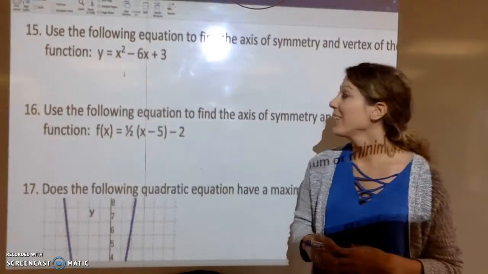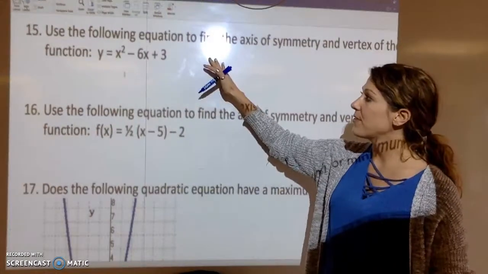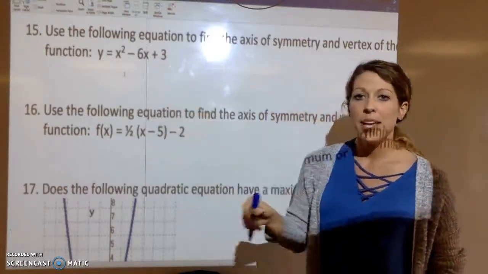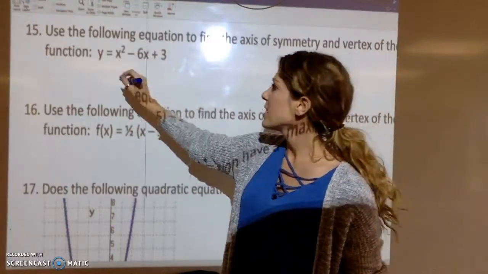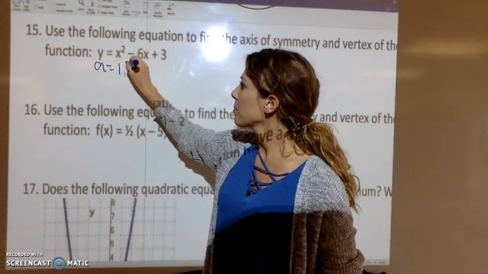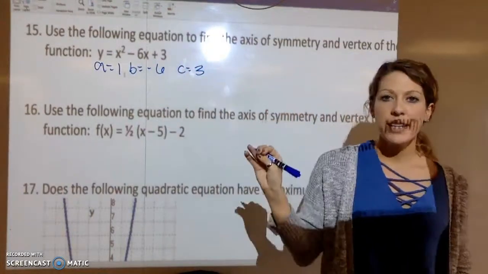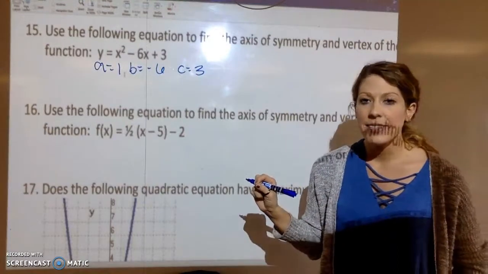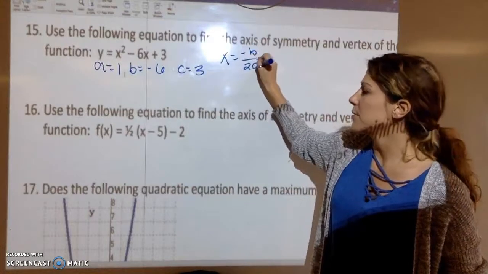All right, now we're going to be working to find the axis of symmetry and the vertex. For number 15, this equation is written in standard form. That's ax squared plus bx plus c. So your a is 1, your b is negative 6, and your c is 3. When it's written in standard form like that, we find the axis of symmetry by taking negative b over 2a.